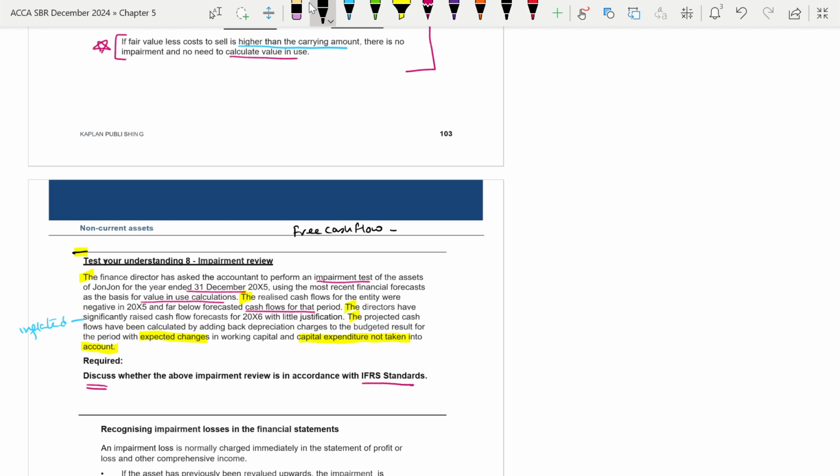We are going to take into consideration working capital and capital expenditure. All those things we will take. Plus, not only that, the projected cash flow has been calculated by adding back depreciation charges. As you said, depreciation is a non-cash expense.